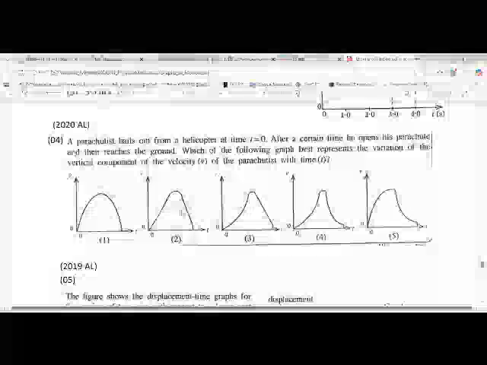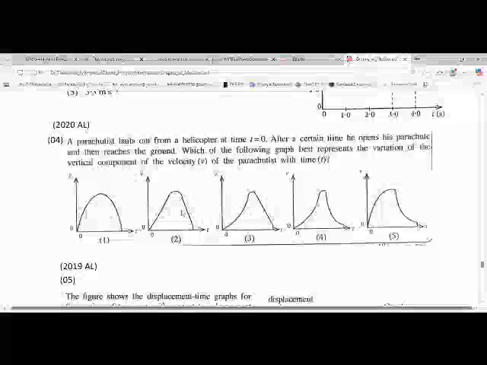But if you consider friction of air, air friction means air resistance, the graph may be different. But with your knowledge, you can decide the suitable graph is here.